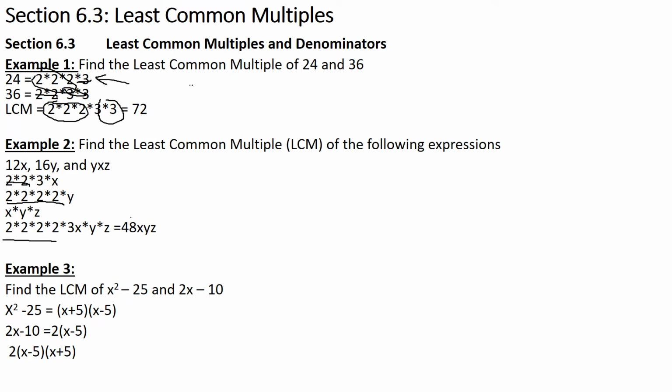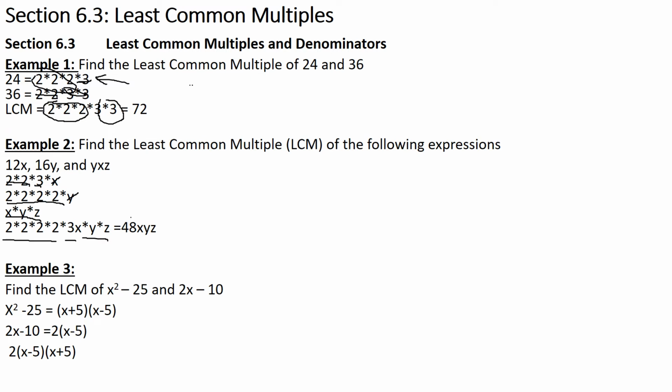I got a 3, only 1 3 here. I got an x, a y, and a z here. And since there's the same amount here, I just cross those off. So the least common multiple for all 3 of those variables is 48xyz.